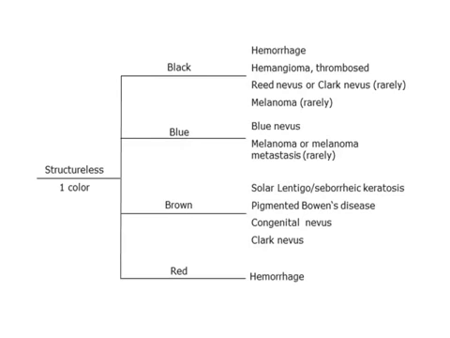Structureless one color brown has a panel of differential diagnoses including solar lentigo, flat seborrheic keratosis, pigmented Bowen's disease, and different types of nevi, small congenital nevi and Clark nevi. Some make no difference between these two types of nevi and call all of them dysplastic nevi. And structureless red is usually a hemorrhage.